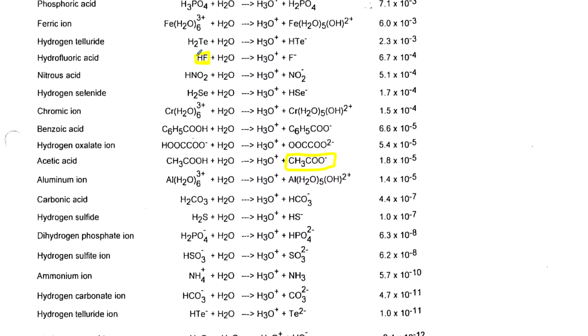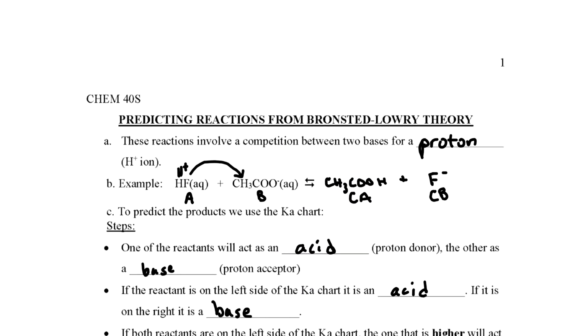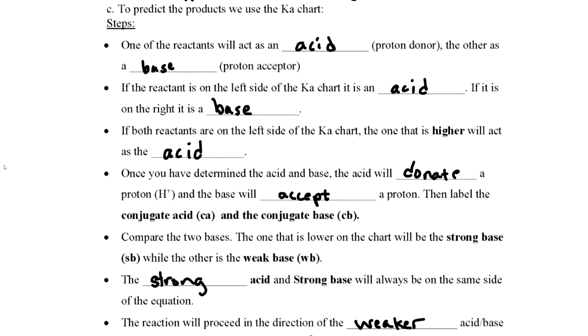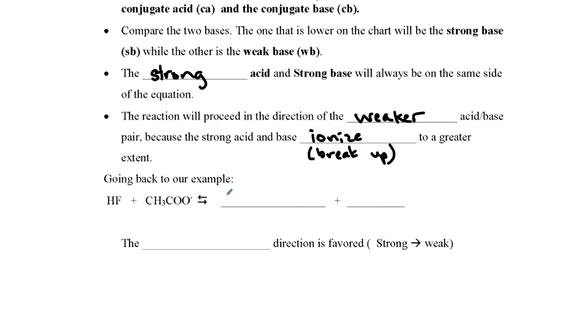Okay, and you can see that when hydrofluoric acid gives away hydrogen, it becomes just the fluoride ion. And if you look over here, if you go backwards, when the acetate ion gets a hydrogen, it becomes acetic acid. Okay, so that can help you finish off your equation. Okay, so we're going to write in, okay, we said this was the acid, this was the base.